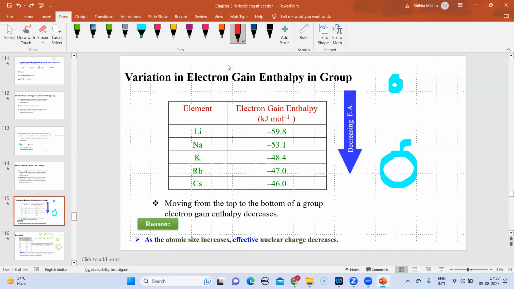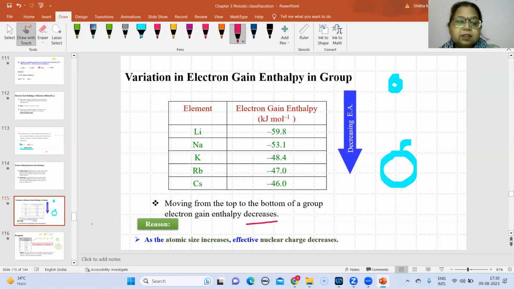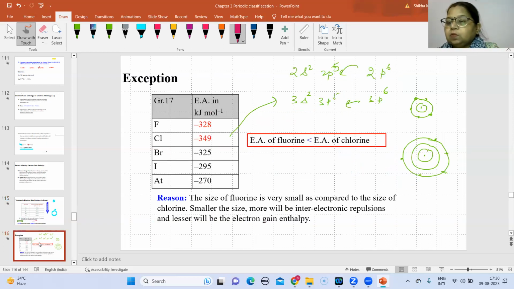Yes, ma'am. The trend is clear to all of you, I believe, that as we are moving down the group, electron gain enthalpy is decreasing, right? So that means if I apply the same concept to group 17, that is halogen family, what should happen? What should be the trend? The electron affinity of fluorine should have been more, because we say it is decreasing. But as you can see, this one is higher, right? If you look at the numerical, yes, ma'am. Now I think it is clear to all of you.